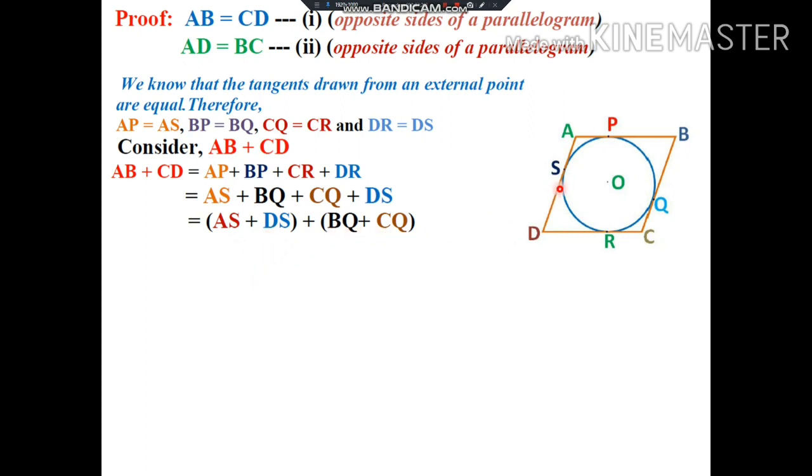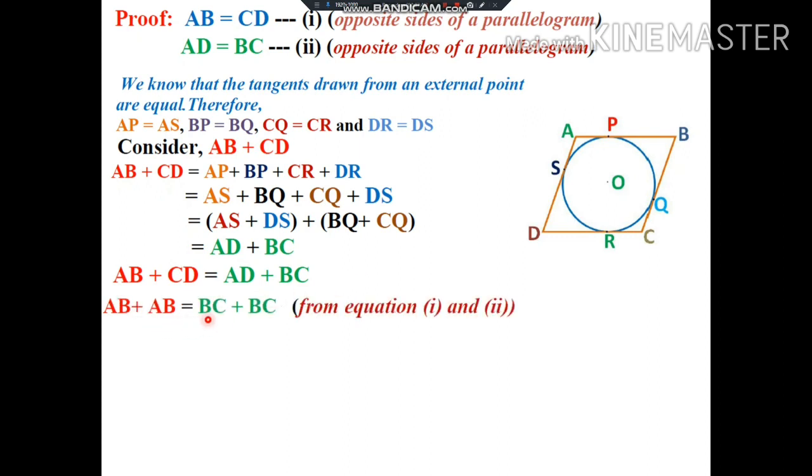What is BQ plus CQ? BQ plus CQ is nothing but the entire length BC. Write that: AD plus BC. So we got AB plus CD is equal to AD plus BC.